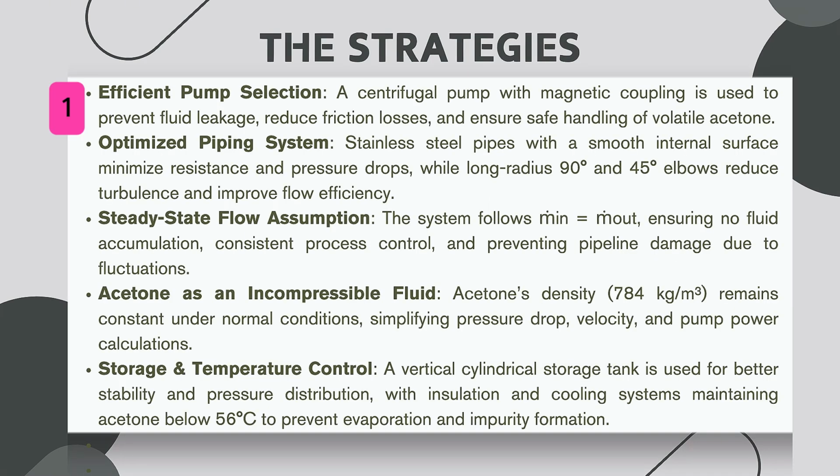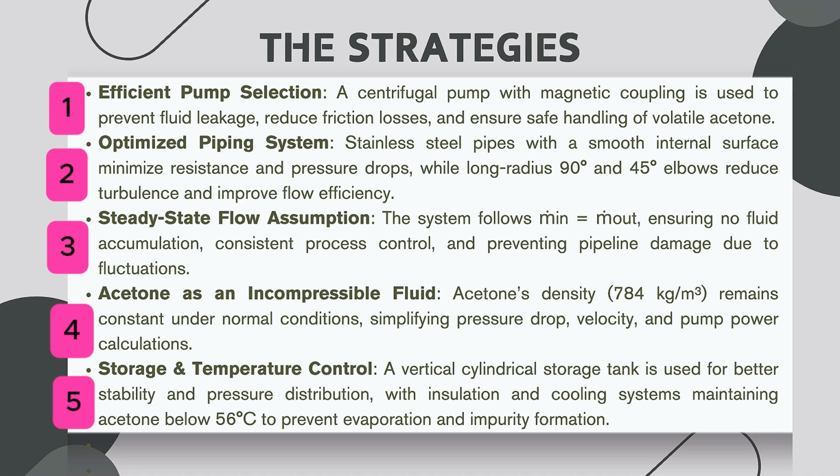First, efficient pump selection. We use a centrifugal pump with magnetic coupling to prevent leakage and reduce friction losses, ensuring safe acetone handling. Second, optimized piping system. Stainless steel pipes with smooth surface reduce resistance and pressure drops. Long radius elbows, which are 90° and 45°, minimize turbulence and improve flow. The third one is steady-state flow assumption, to ensure a balanced system with no fluid build-up, keeping the process stable and preventing damage. The fourth one is acetone as an incompressible fluid. With a constant density of 785 kg per meter cube, acetone simplifies pressure drop and pump power calculations.